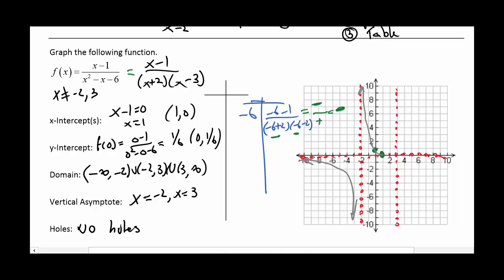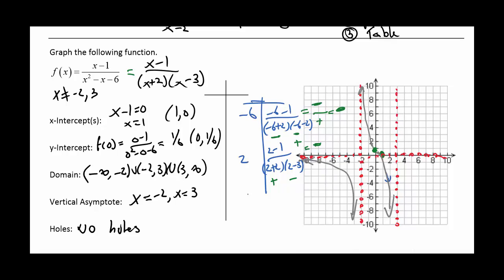Let's see. I don't know if it's going to go up or go down past 1. So let's just use 2 and see what happens. So 2 minus 1 over 2 plus 2 times 2 minus 3. And let's see, up top I get a positive, that's negative. So with 2 positives and a negative, I get a negative result, which tells me it's got to curve down. So that part wasn't right.